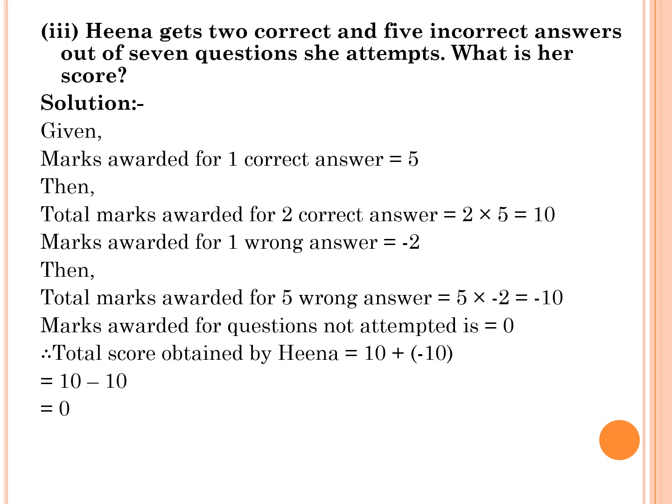Marks awarded for questions not attempted is 0. Therefore, total score obtained by Hina is equal to 10 plus of -10. 10 minus 10 is equal to 0. That means her correct answer score and the incorrect answer score both are equal, so she doesn't score anything. The score is 0.